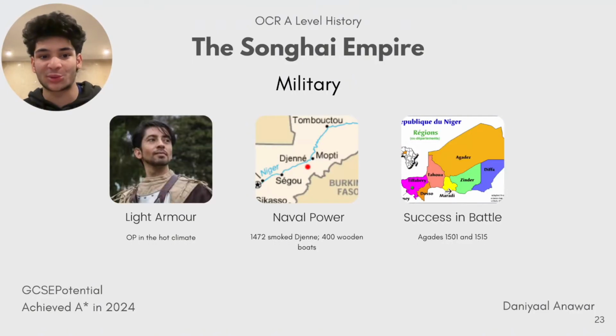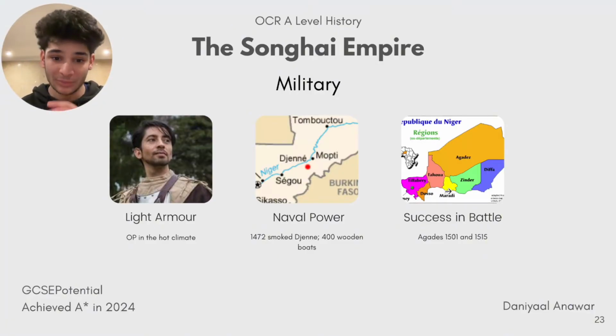Nice, military. Here are the 3 points: light armor, naval power, and success in battle. First point, light armor. Can't lie, this photo, I've nabbed it at some random website, but light armor, there we go. Don't know why you're looking at his face, you should be looking at his armor. But yeah, the first reason why the Songhai military was really good is because they had light armor. This was very important because they were in Africa in a very hot climate, since it was near to the equator. That gave them comparative advantage in battle, okay? And because of that comparative advantage, they were able to have a lot of success in battle, okay? So Songhai Empire, one big thing about the military, light armor.